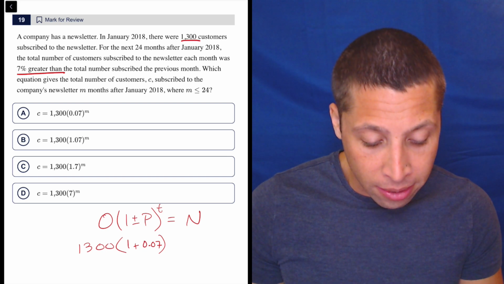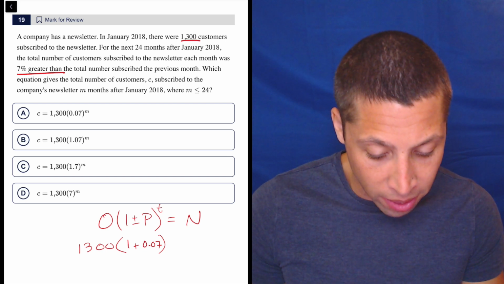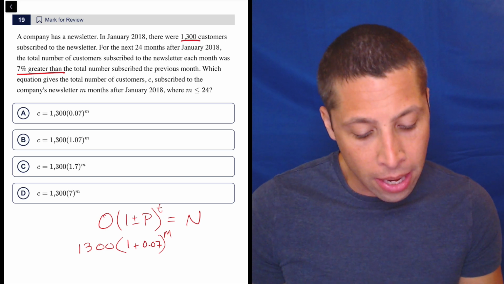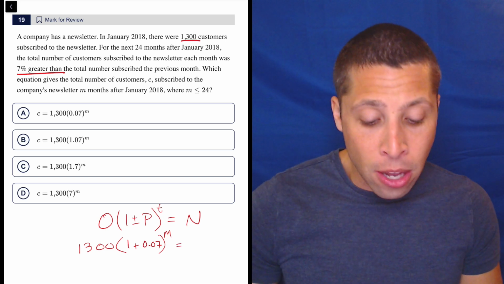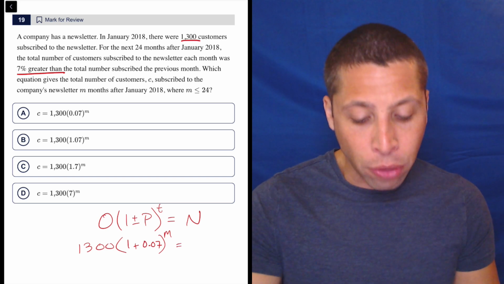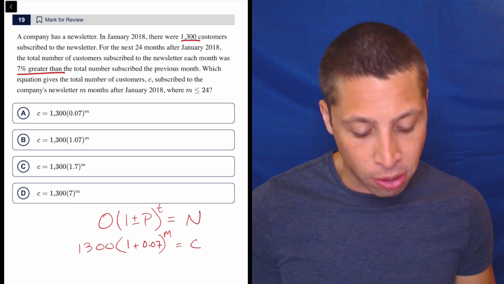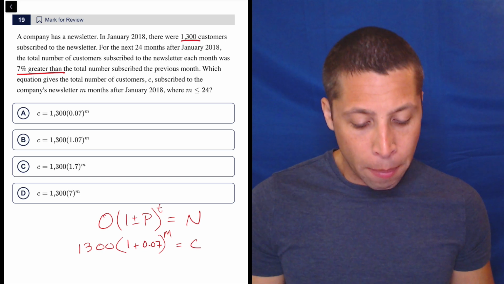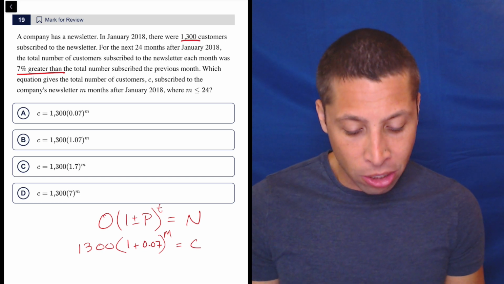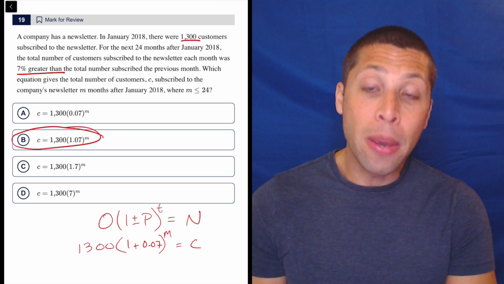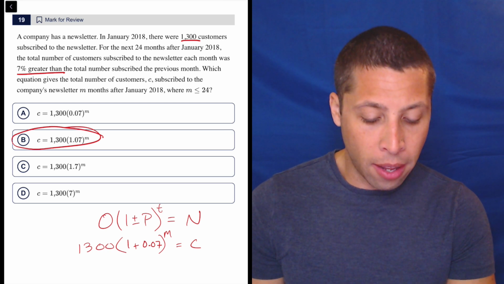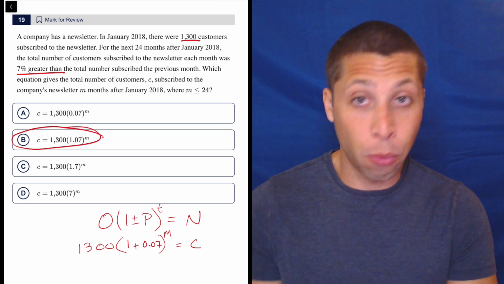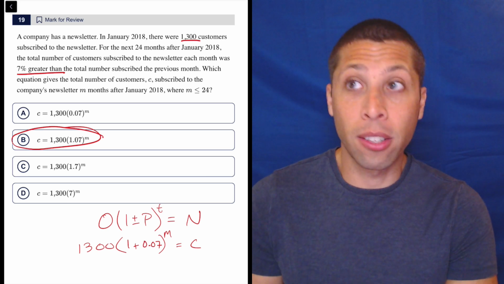Then they're telling us that m is the number of months, so that is going to be the exponent. And then n, the new amount, is the amount after each month. So that's going to be, in their case, c. So you see, we do have some rearranging to do, but I don't even think we need to do it on the scratch paper. We can just see what's going to happen here. B is the answer.